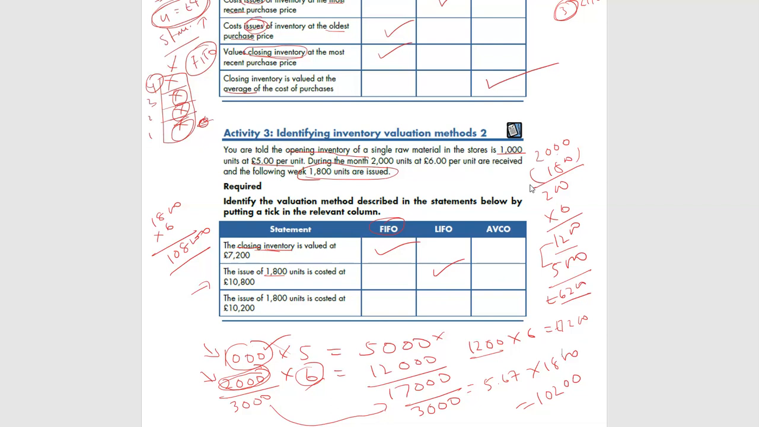So you can see here that it's not very difficult. If you understand the concept, it's not going to be very difficult. Fifo means from the very oldest one, Lifo means from the latest one, and AVCO means you make the average, total cost divided by total units, and after that you use that. All right, let's move to the next one, activity 4.